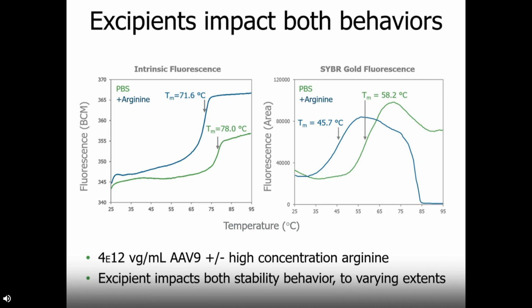So that tells us a couple of things. First of all, that formulations do impact both stability behaviors, and that they impact those stability behaviors to varying extents. So it's important to measure both stability behaviors, which you can do very nicely and easily on the Uncle. Because you can't just look at one and see that it's a 7 degree C difference and extrapolate that to the other behavior. It's something that you do need to get both data points independently.